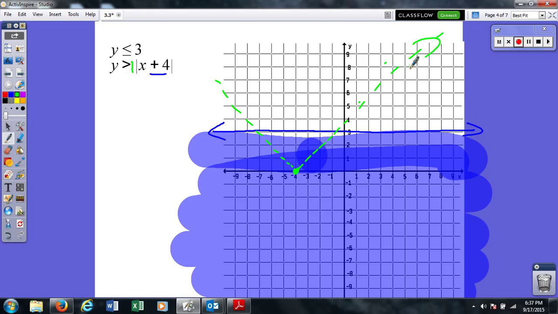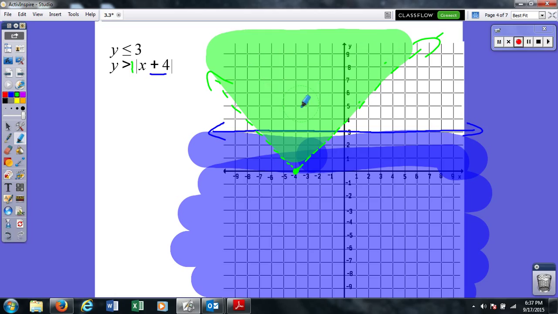All right, and then we want to graph above that. So y values greater than that is going to be above. So we'll shade in everything above. And the solution again is where both of these are shaded, which is going to be just this small part right in the center. It's going to be this right here. So underneath the horizontal line, but above the V. So that's the red area right there.